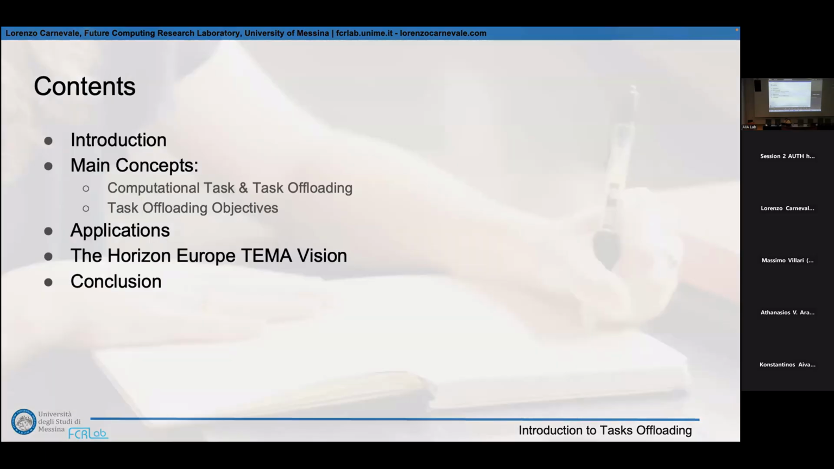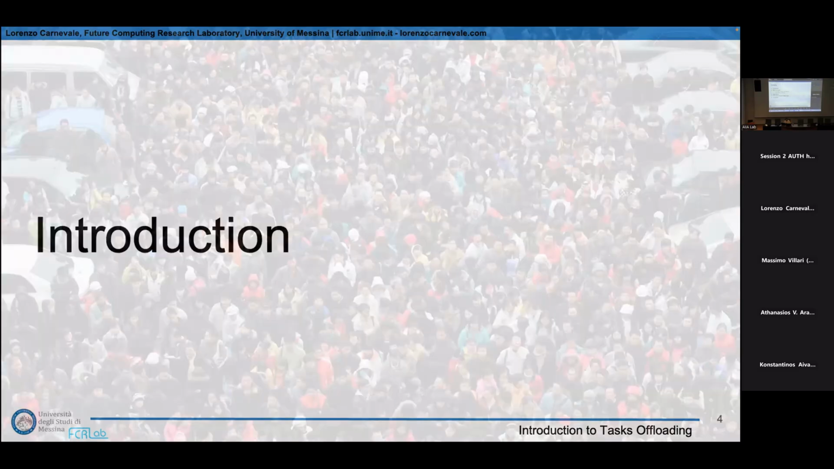This is just a short overview of what we will discuss today. An introduction about the topics, and just a background to understand better what offloading is. The main concept, so the difference between computational task and task offloading, and then all the task offloading objectives. Some applications, and the Horizon Europe TEMA vision that I'm bringing into this course, and then of course the conclusion.